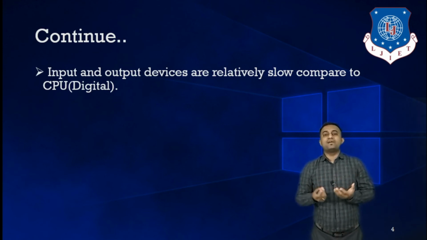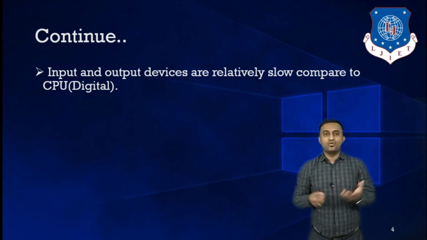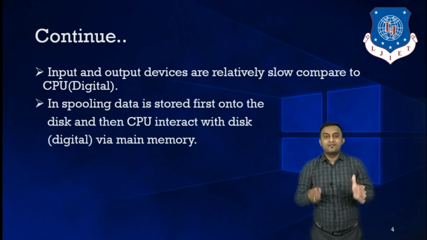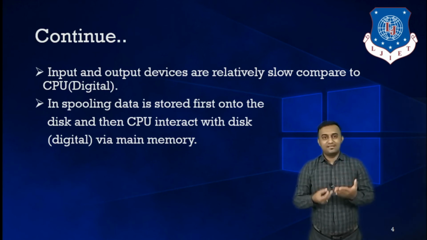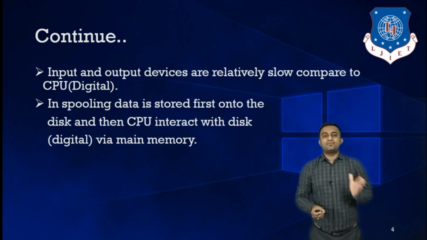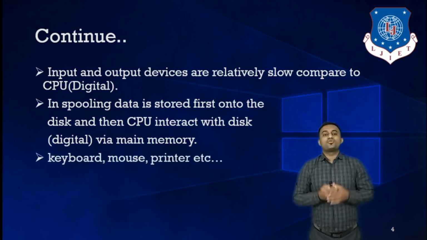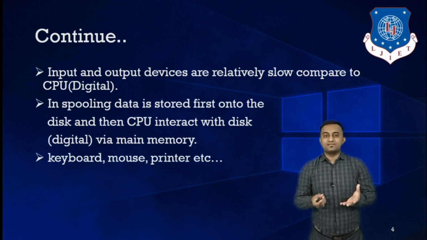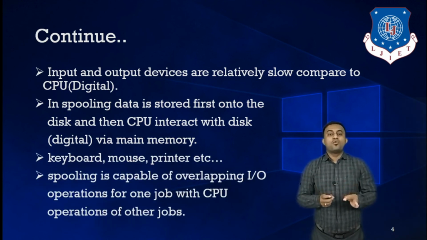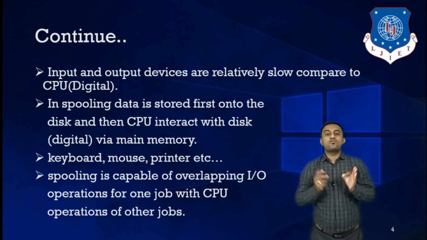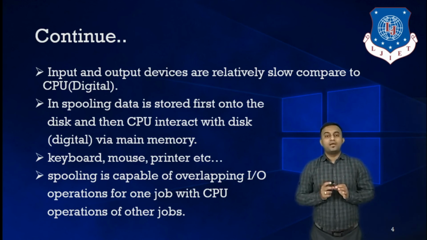So input and output devices are relatively slow compared to the CPU, because the CPU is a digital device, that I already told you. Okay. In spooling, data is stored first onto the disk and then the CPU interacts with the disk via main memory. Again, this is already explained by me in the previous slide. Okay. So keyboard, mouse, printers are input-output devices that you know very well. Okay. And spooling is capable of overlapping I/O operations for one job with CPU operation of another job. That is possible, and that I already explained.